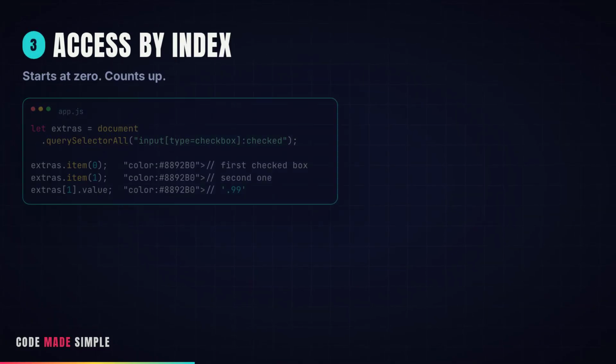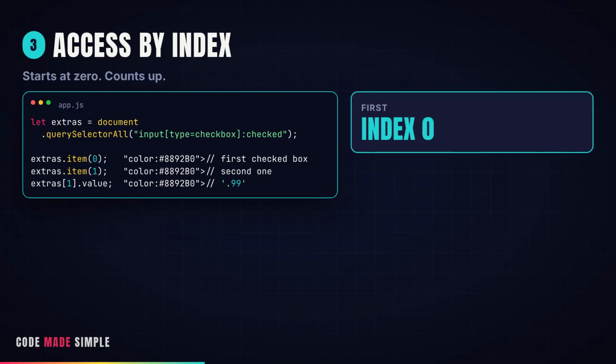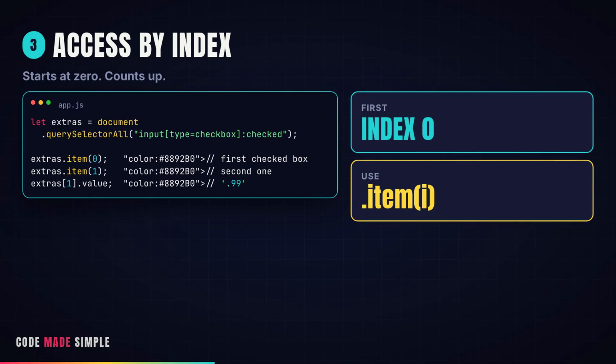So how do you grab one item out of the crowd? Index numbers. They start at 0. First item is 0, second is 1, third is 2. Call .item past the index. Boom, you've got that single element back.